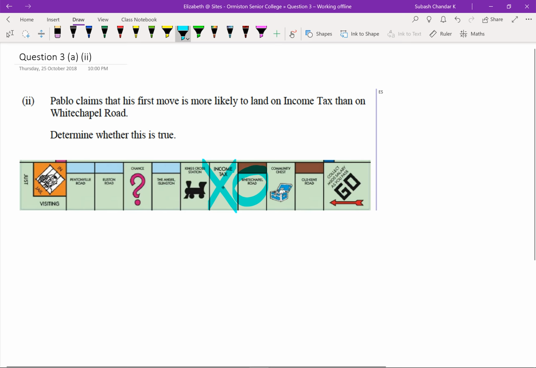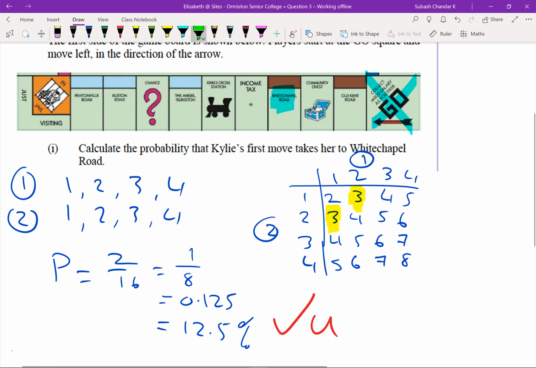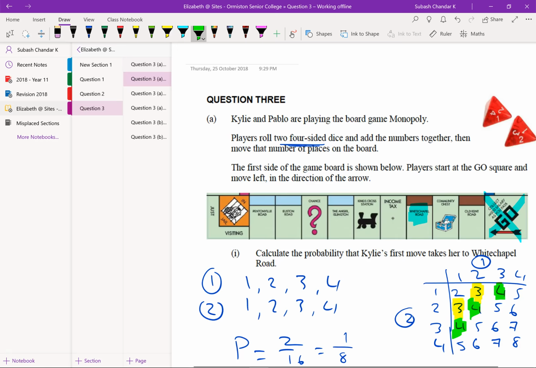So I'm going to jump back to my little table here. Getting a 4: 1, 2, 3. There are 3 ways that we could get a 4. 3 different ways of rolling the dice: 2 and a 2, 1 and a 3, 3 and a 1. So therefore the probability of a 4 is 3 out of 16. Yep, so I'm going to just make a little note there.